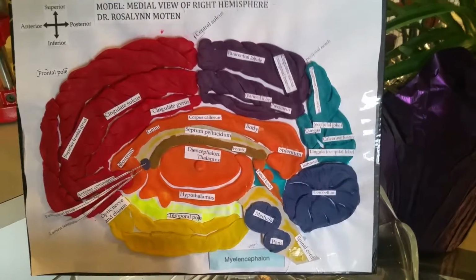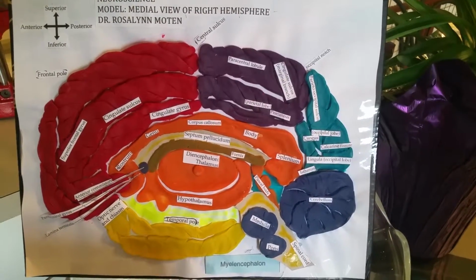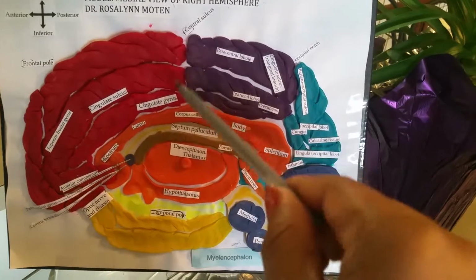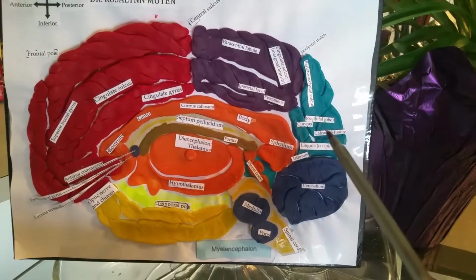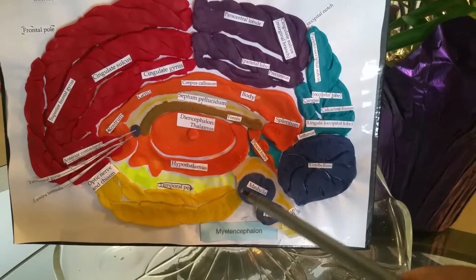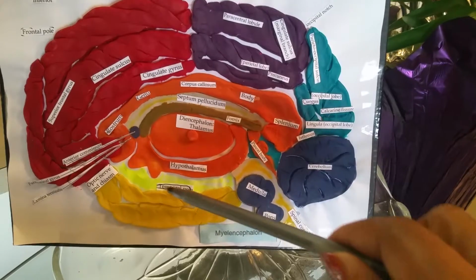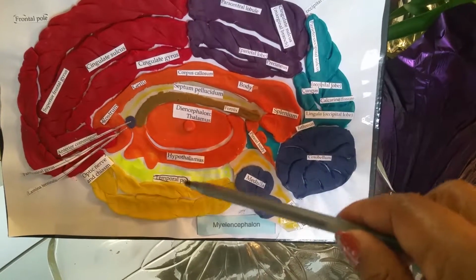All right, here's my second model, and this is the medial view of the right hemisphere. And again, we've got the frontal lobe, parietal lobe, the occipital lobe, and I've put the temporal lobe down here, which is more lateral, but to represent that it would be here.